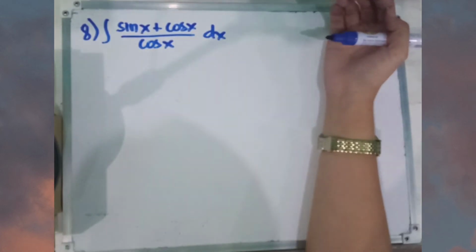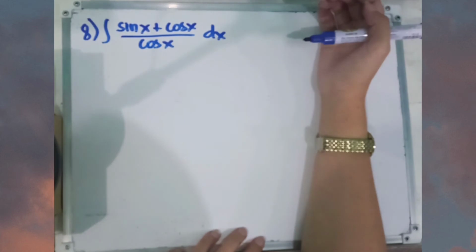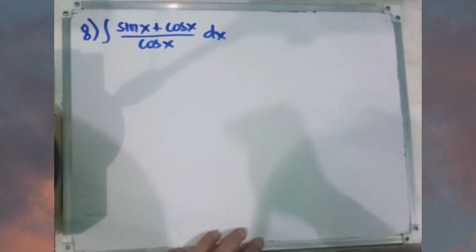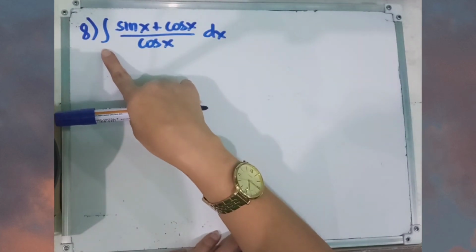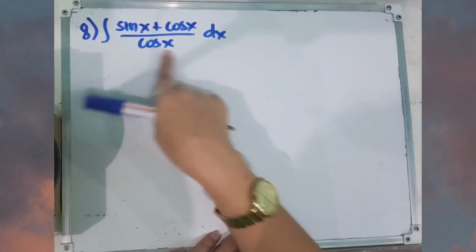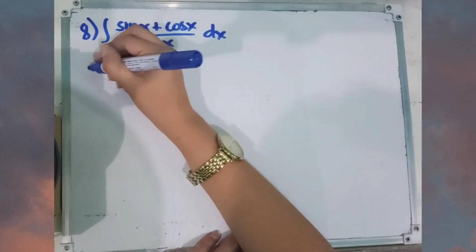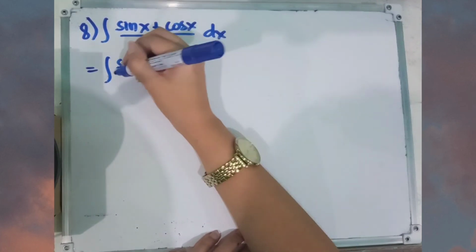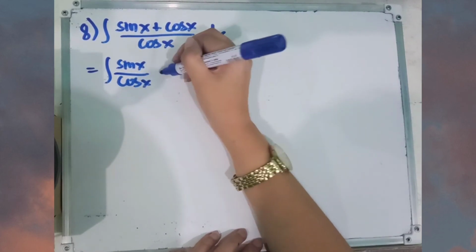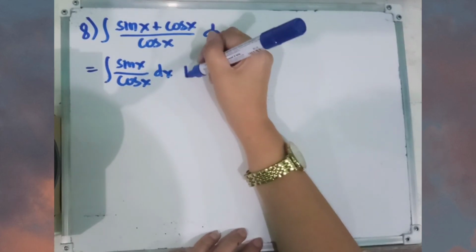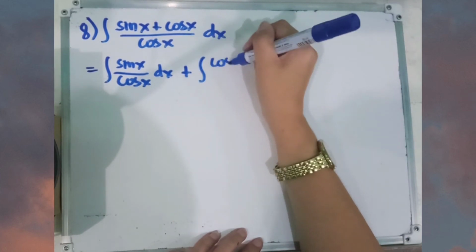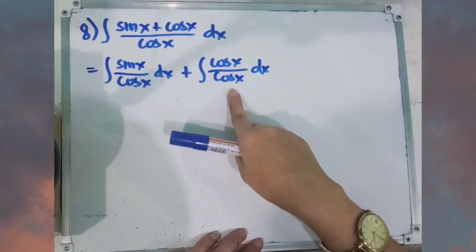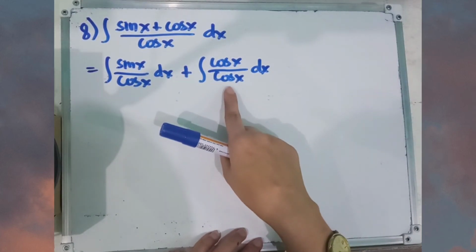For example number 8, we have the integral of sine x plus cosine x over cosine x dx. Applying the rule for the integral, we can actually distribute the integral symbol. We can create here two quantities. First, the integral of sine x over cosine x dx. The second one, the integral of cosine x over cosine x dx.